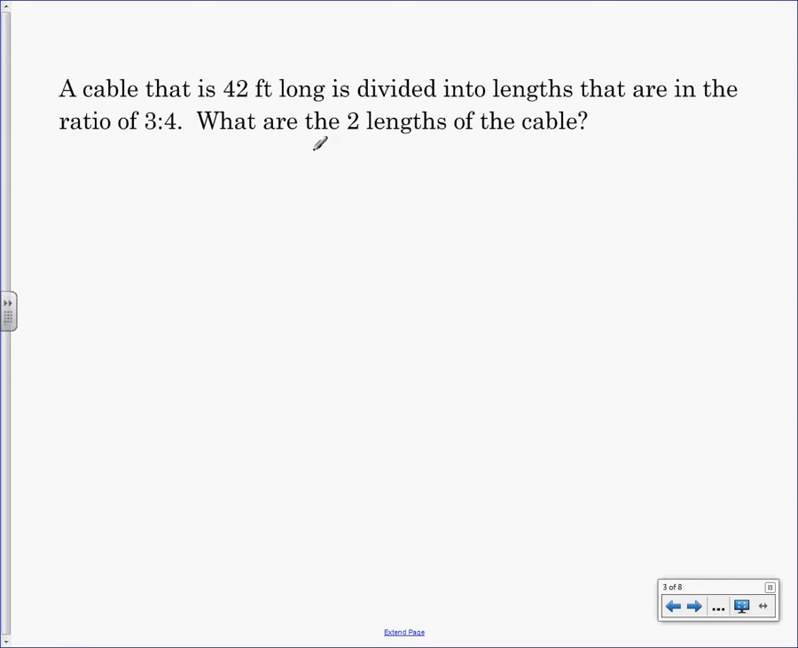So what we're going to do here is 3x plus 4x is equal to, what do you think? 42, yeah. So when it's a ratio like that, I've got the 3:4. I don't know what the length of the cable is, so I'm just going to say x for right now. So 3x plus 4x equals 42. Solve for x. What do you get there? 6. Did anyone not get 6 for x and need help?